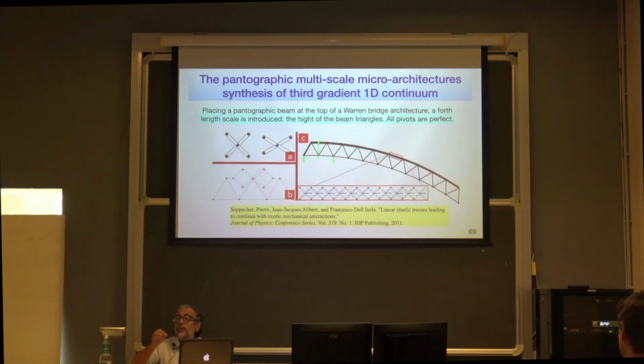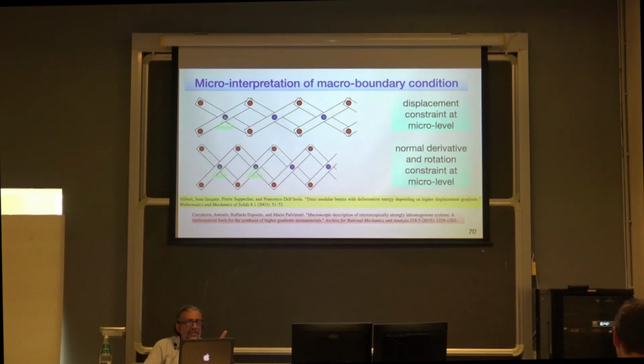Beams whose deformation energy depends only on the third gradient of transversal displacement. What you do? You build a Warren bridge structure. At the top you place the pantographic structure, and simple calculations show you that it is governed by a third gradient energy. Therefore, you need not only double forces, but also triple forces as natural boundary conditions.